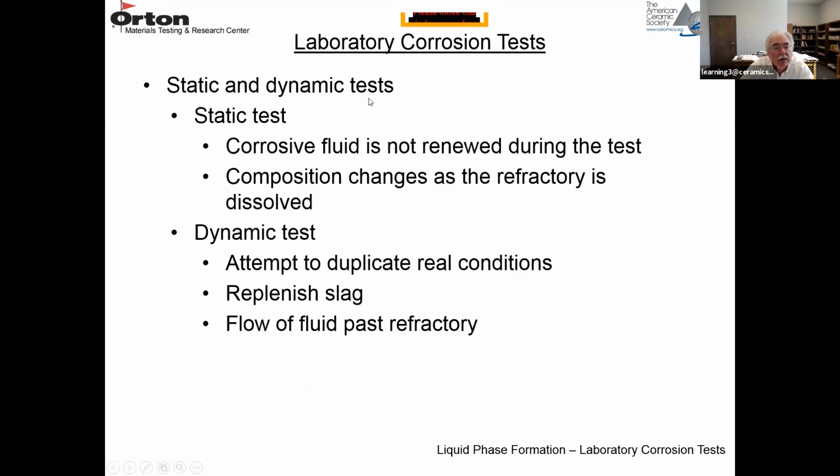So static versus dynamic test. In the static test, the corrosive fluid is not renewed during the test, so its composition changes as the refractory is dissolved in it. In a dynamic test, you're attempting to duplicate a real situation. You're replenishing the slag, and now the slag is moving over the refractory. So you have a flow rate past the refractory.